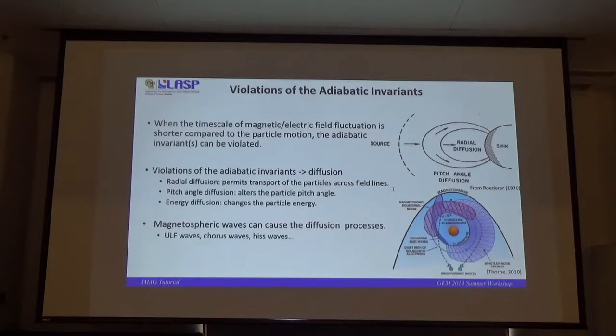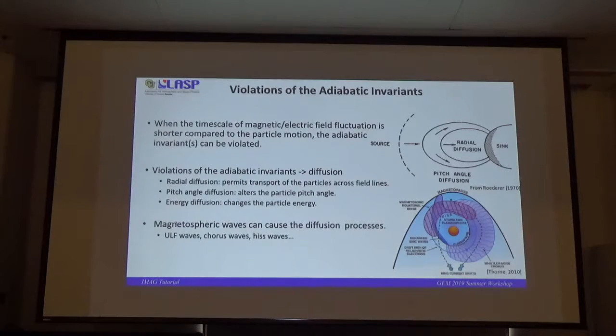Those adiabatic invariants are usually conserved if the magnetic and electric field fluctuation is very slow. However, if the time scale of the field fluctuation is shorter compared to the particle's motion period, these adiabatic invariants can be violated. And the violation of the adiabatic invariants causes diffusion processes. Diffusion is a process that moves particles from high concentration regions to low concentration regions. There are several forms: radial diffusion, which permits the transport of particles across the field lines; pitch angle diffusion, which alters the particle's pitch angle; and energy diffusion, which changes the particle's energy.